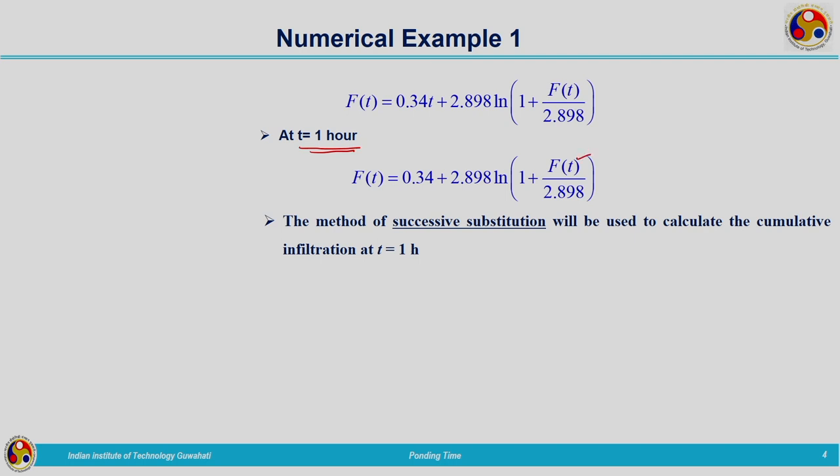We are going to solve this particular equation by the method of successive substitution for the calculation of infiltration at t equal to 1 hour. So first, there should be an assumption for the value of F of t. By substituting that value on the right hand side, we will calculate the F of t on the left hand side. If both of them are matching, our assumption is correct.